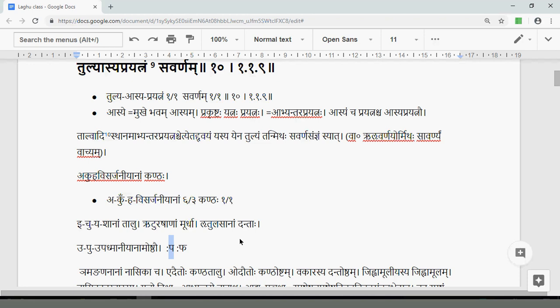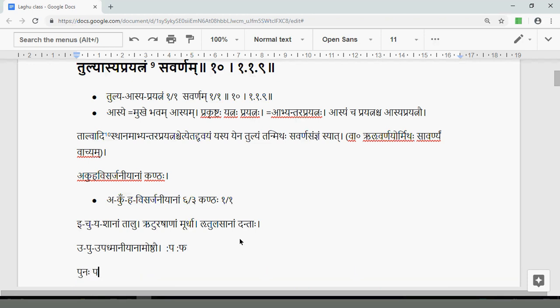In language, in general sentences, it's okay. But in a mantra or in a sutra or in a pada of a shloka, this visarga should not be separated from pakara or phakara. It should be pronounced together. And what is the pronunciation? If you see words like punah punaha, people say punaha punaha. You can say that when you are reading a sentence. But if it is in a shloka or a mantra or a sutra, then it is not punah punah, but punaf punaf.